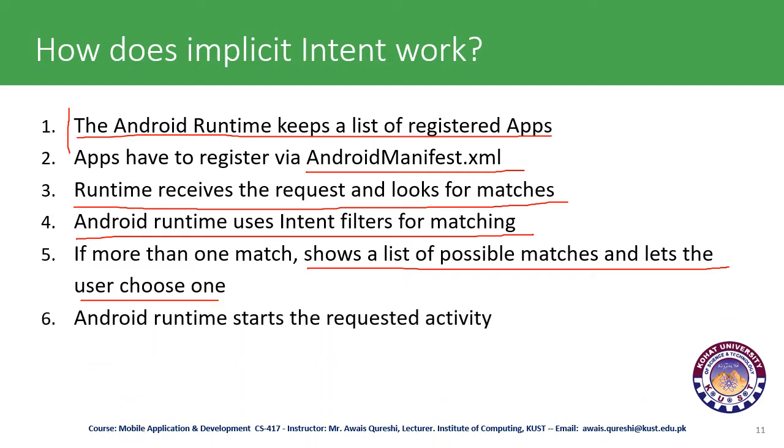Then the Android runtime starts the requested activity. So this is how implicit intent works. The Android runtime keeps a list of registered apps, and apps are registered in the Android manifest file. The Android runtime receives the request and looks for matches, and it uses intent filters for this matching, and so on.